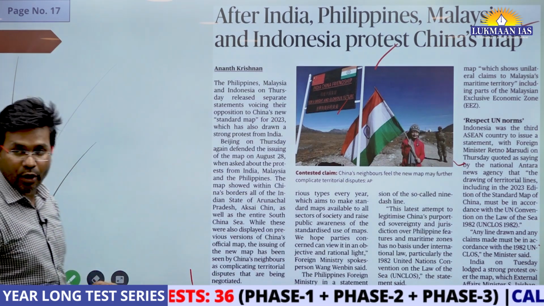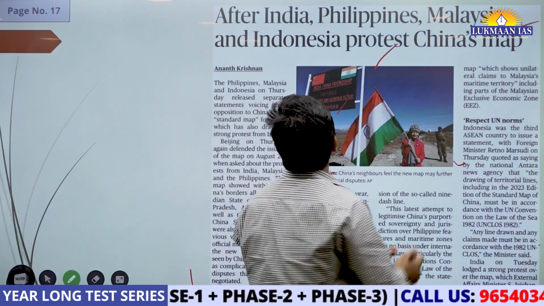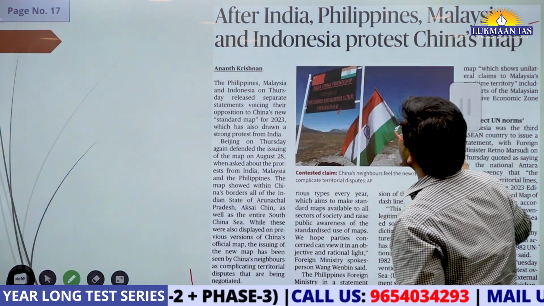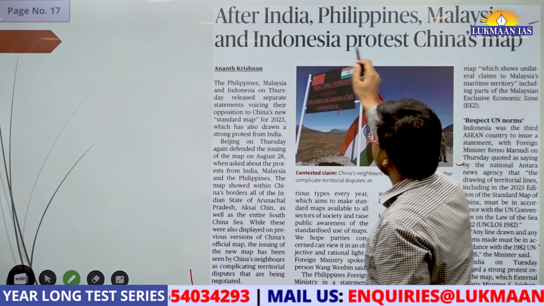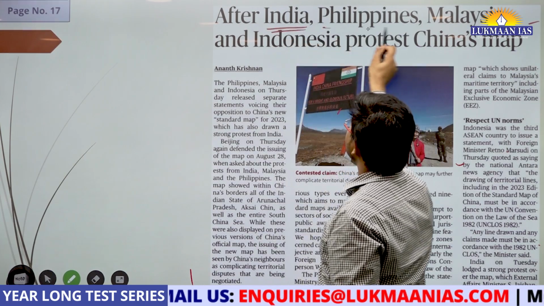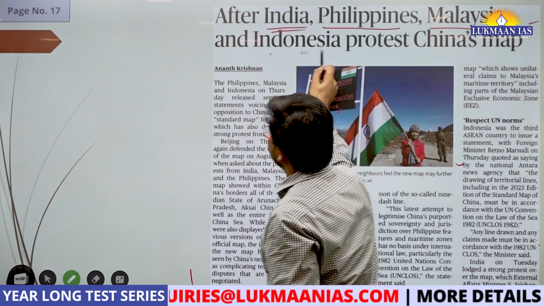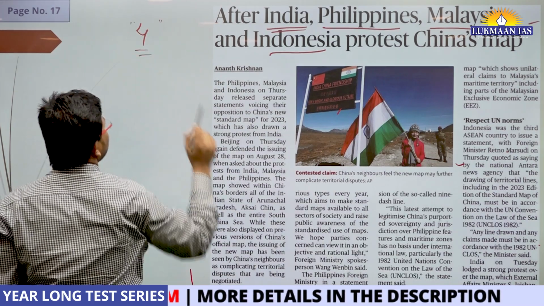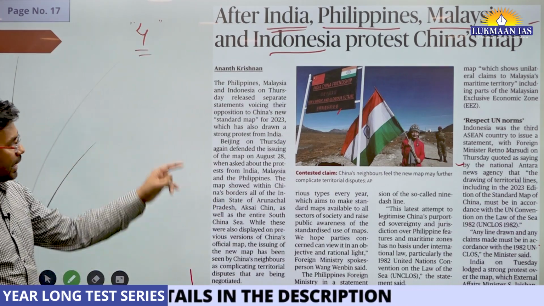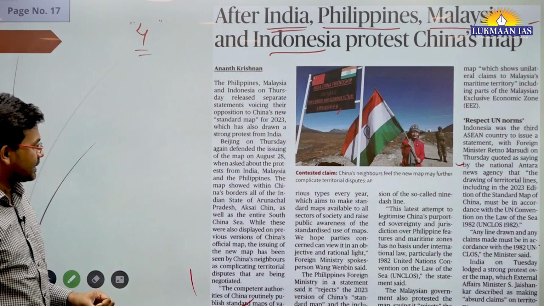Now we have another topic. This topic is again important. It says, after India, Philippines, Malaysia, Indonesia protest China's map. Okay. So how many countries are protesting? India, Philippines, Malaysia, and Indonesia. So far, 4 countries have protested against the map that the Chinese government has released.